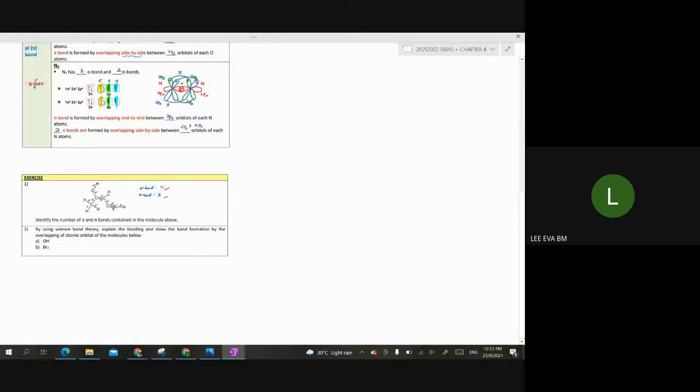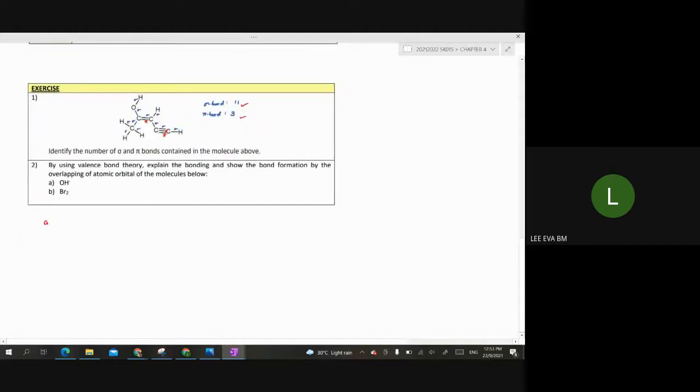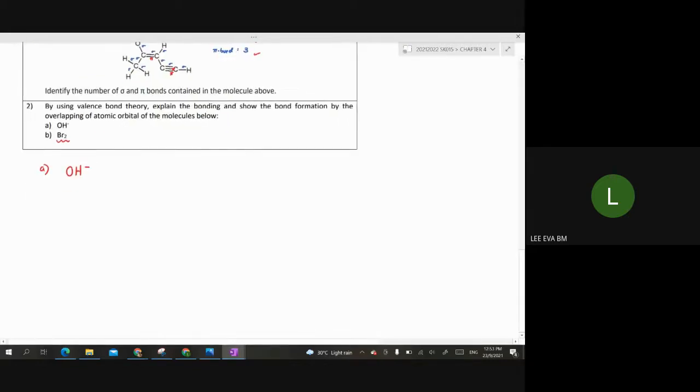You need to have electronic configuration. You need to have overlapping. And you need to have explanation. So dekat sini, madam tunjuk contoh untuk OH minus. As your last example, untuk Br2, similar like F2, you can do it on your own. Okay, so madam tunjuk untuk OH minus.